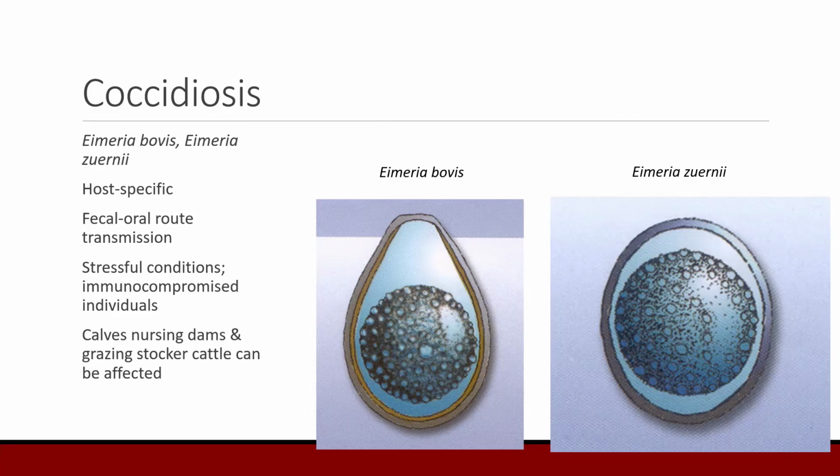Okay. Calves nursing dams. So maybe they've ingested some feces when they're suckling. So maybe the dam laid down and got manure on their udder. So they ingest that while they're nursing. Grazing stocker cattle can be affected if they're consuming feces off of the pasture. And the concern in a feedlot sense is when you're buying cattle that already have this coccidiosis. Okay.